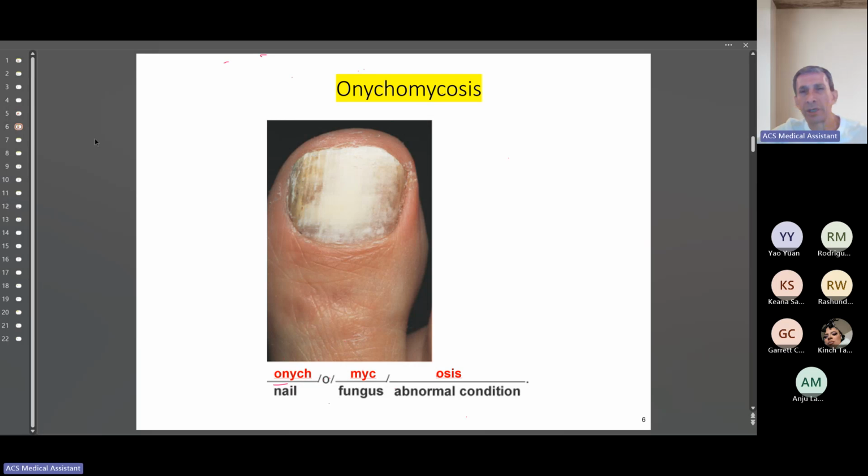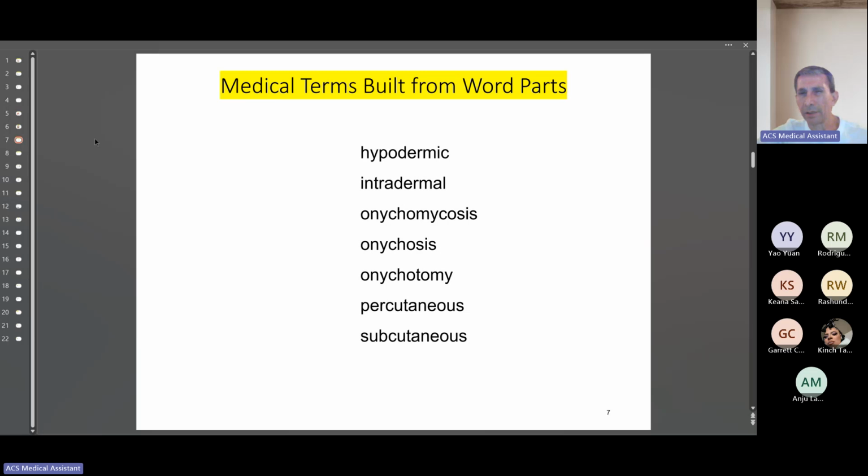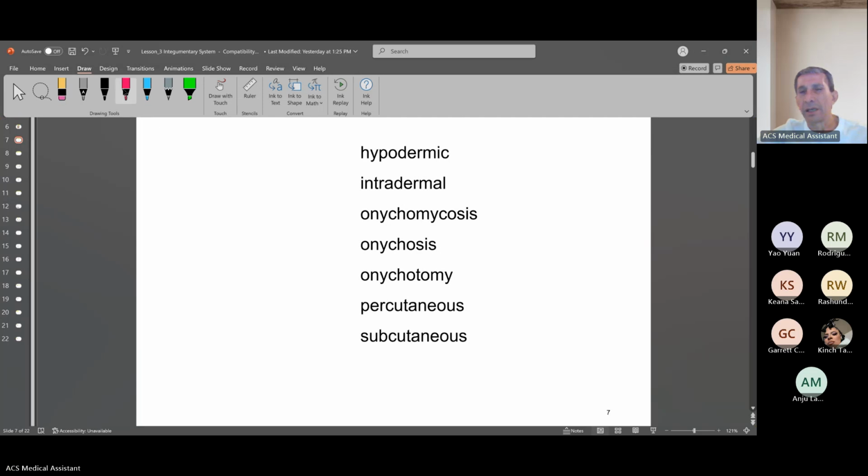So we try to make sure that we don't skip anything right here. Okay, so let's talk about now. We're going to build those medical terms, those word roots. We're going to put it together with the suffix. And if there is a prefix, we're going to have a prefix there.